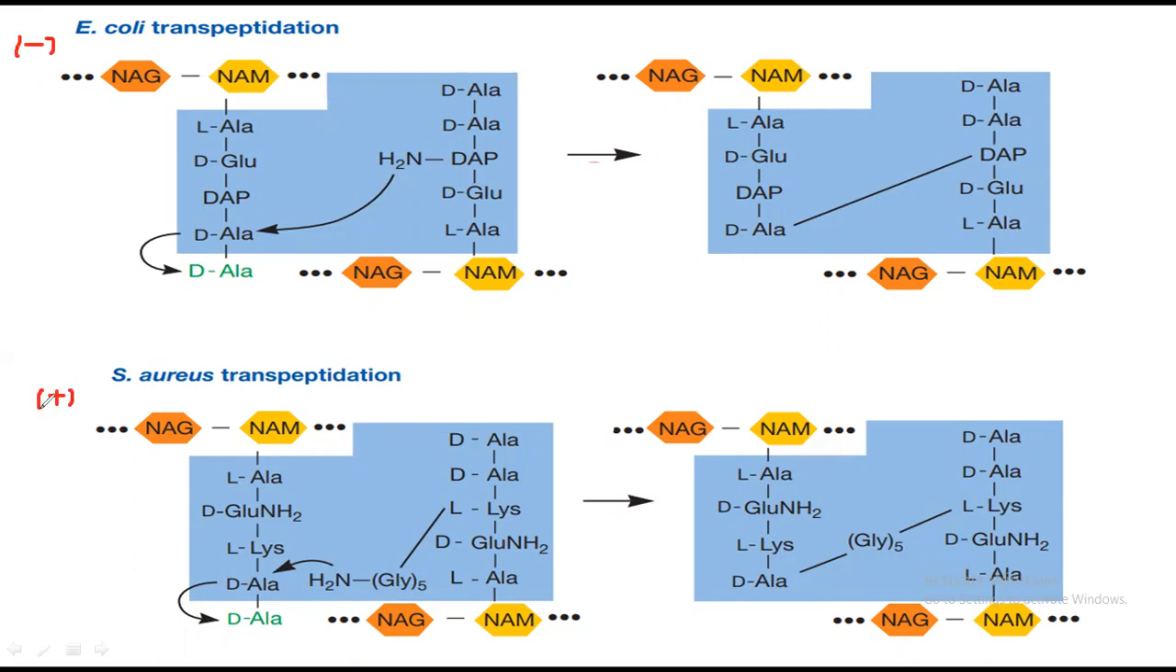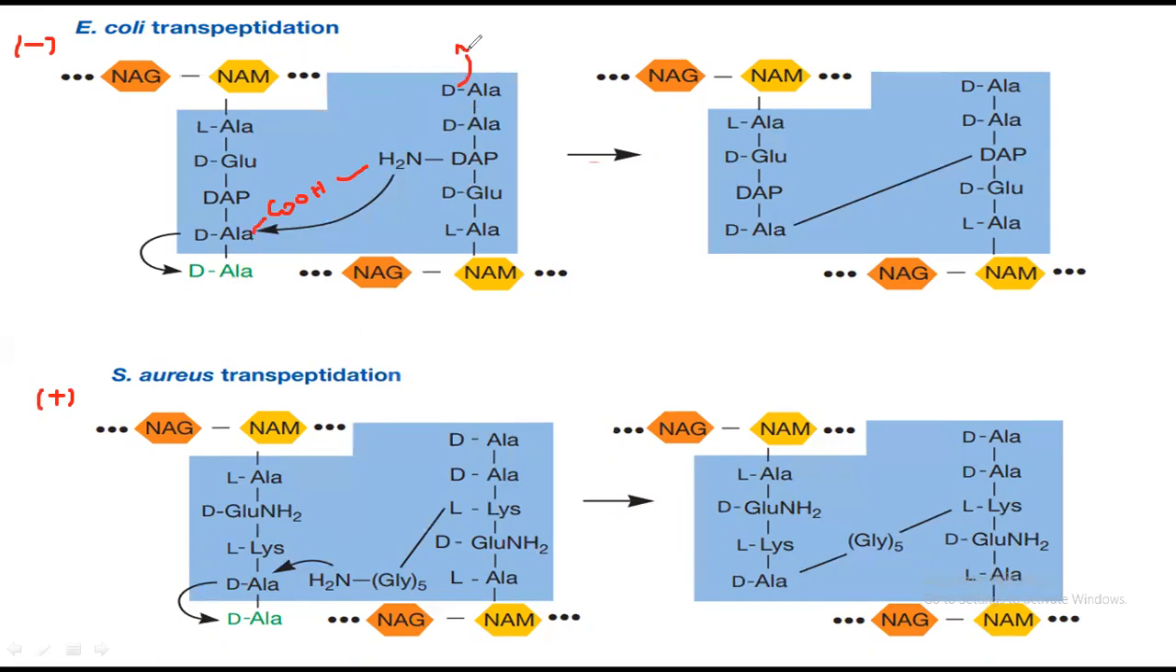So there is a little bit of a difference. What really happens is that the COOH of D-alanine bonds to the NH2 of the diaminopimelic acid, and it loses this D-alanine. Here also the D-alanine is lost.